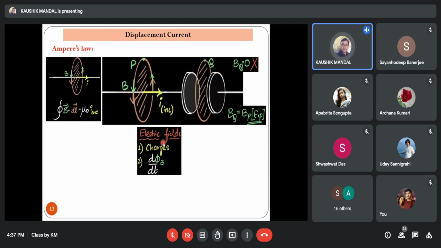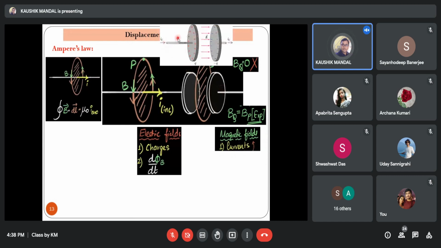Now, we are going to find the magnetic field by applying Ampere's law at point P and at point Q. What about the source of magnetic field? As per Ampere's law, it is only the current. Charges are not responsible for the magnetic field. So what else is responsible for the magnetic field?